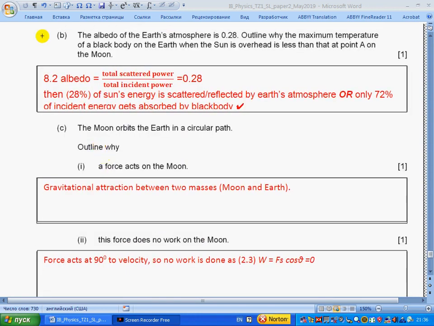(b) The albedo of the Earth's atmosphere is 0.28. Outline why the maximum temperature of a black body on the Earth when the Sun is overhead is less than that at point A on the Moon. So albedo gives us the fraction of scattered power. So 28% is scattered. It means that only 72% is incident. So less intensity, less temperature.